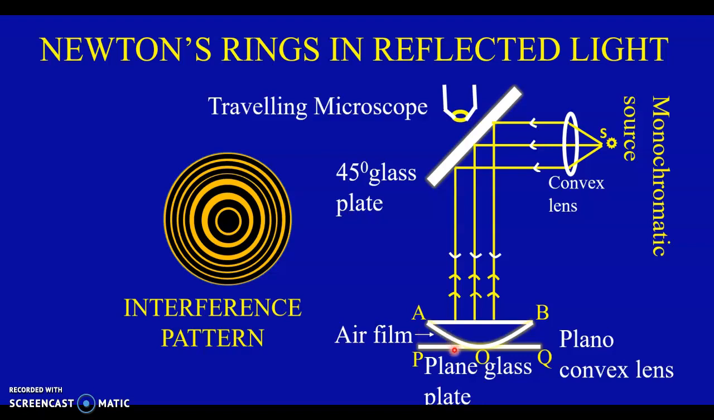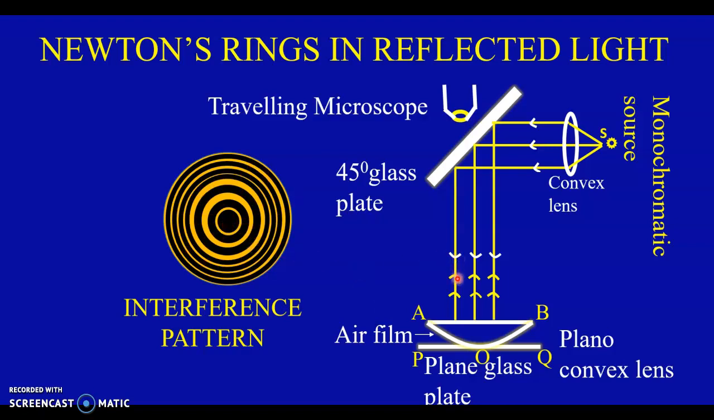Here you can see that the thickness is not constant. It is variable. So depending on the thickness, if 2t is an integral multiple of lambda, we get a dark band. If 2t is an odd multiple of lambda by 2, we get a bright band. That's how we get the interference pattern in the form of concentric rings.